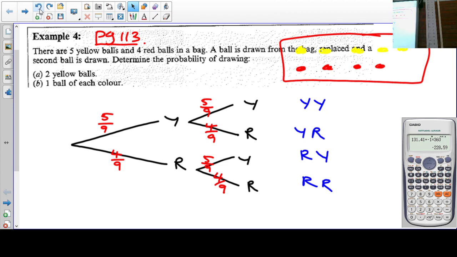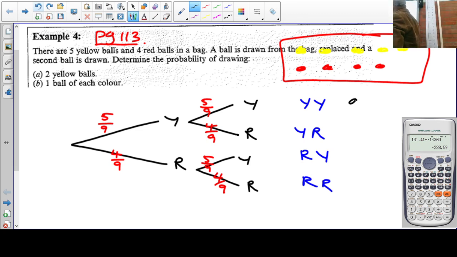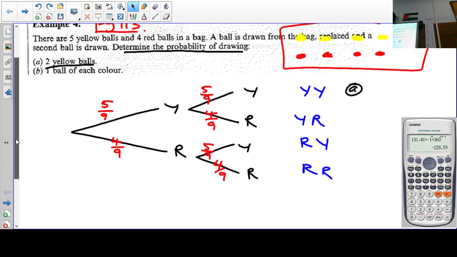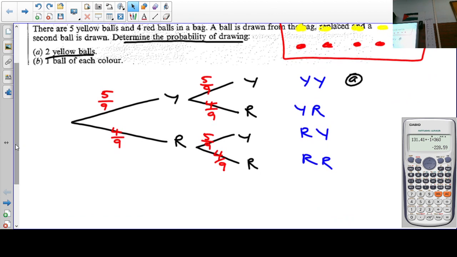Right. Let's look at B. Sorry. Now we look at the first question. So A says, determine the probability of drawing 2 yellow balls. What's the probability of drawing 2 yellow balls? So that is A, 2 yellow balls.